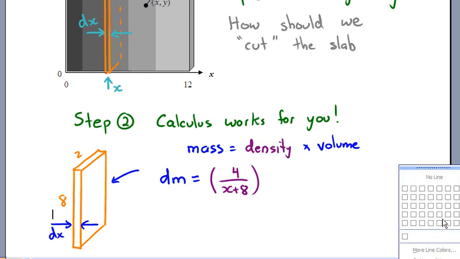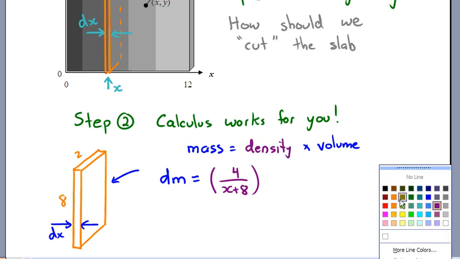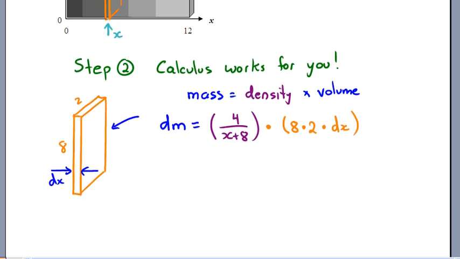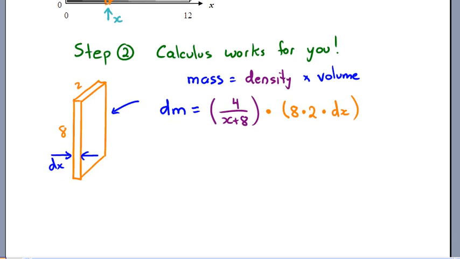And now I have to multiply that by the volume of this little tiny piece of toast, little metallic piece of toast. That's going to be 8 times 2 times dx. Right? dx is how thin that little slab is. And now here comes the part where I say, calculus, you're up. You got to do this job. And I'm going to say, okay, the actual total mass for this whole thing, it's just going to be the sum of little masses.